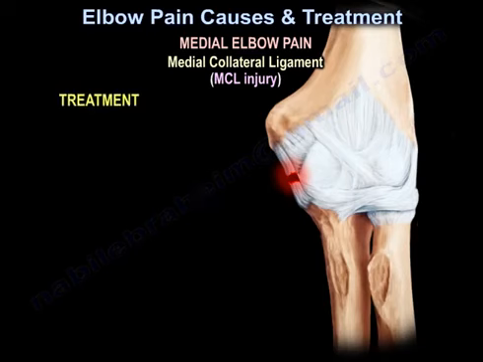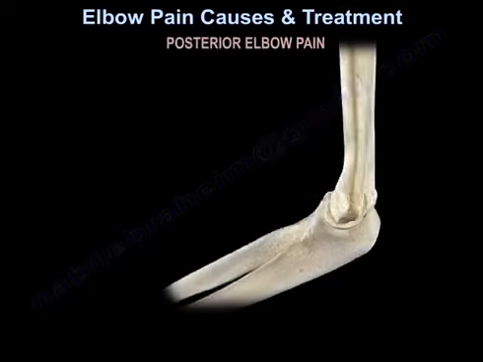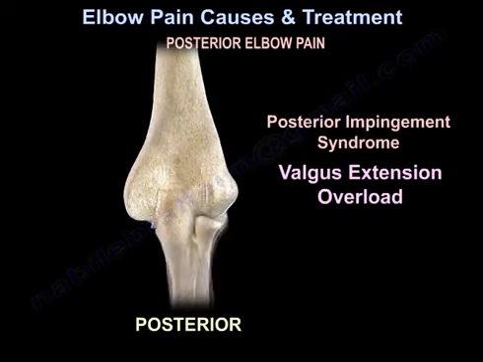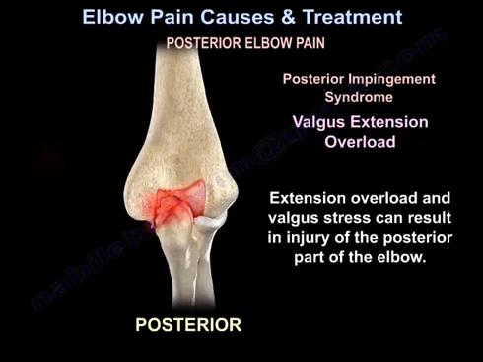Treatment includes stop throwing, physiotherapy, evaluation with x-rays or an MRI. Injury may need reconstruction, which is successful, but it will take a long time to restore function of the elbow. Posterior elbow pain: posterior impingement syndrome, valgus extension overload. Extension overload and valgus stress can result in injury of the posterior part of the elbow.